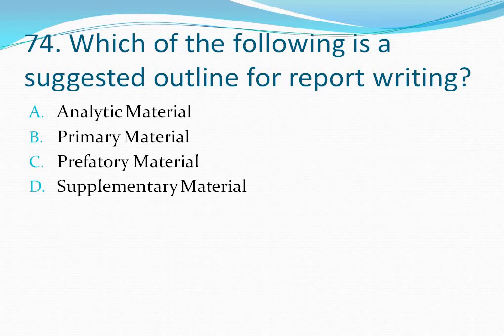Question number 74. Which of the following is a suggested outline for report writing? Your options are option A, analytical material, option B, primary material, option C, prefatory material, option D, supplementary material. So prefatory material is a suggested outline for report writing. So the correct answer is option C, prefatory material. Let's move to the next question.